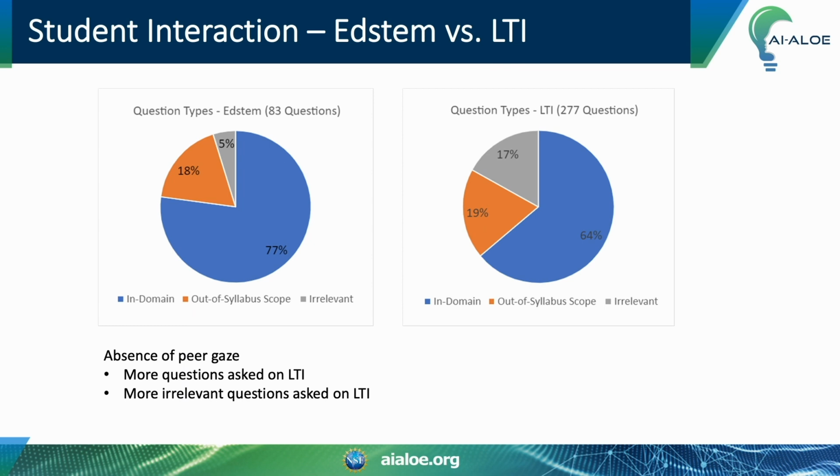Figure 1 shows that students asked more questions in a private setting as compared to a public setting. This may indicate that students feel less intimidated asking questions in a one-on-one setting, or they may find asking questions in a dedicated chat box more convenient. In addition, in the absence of a peer gaze in the private setting, students ask a lot more irrelevant questions, 17% versus 5%, extensively testing and probing Jill Watson's capabilities.